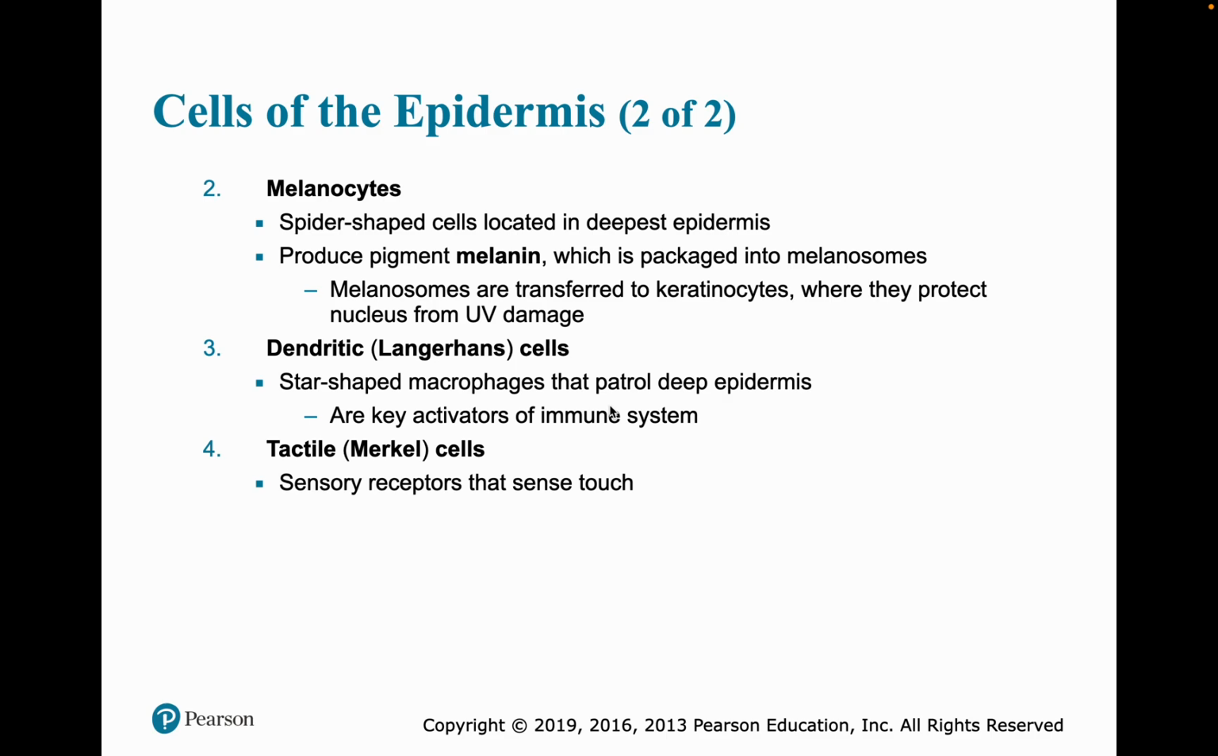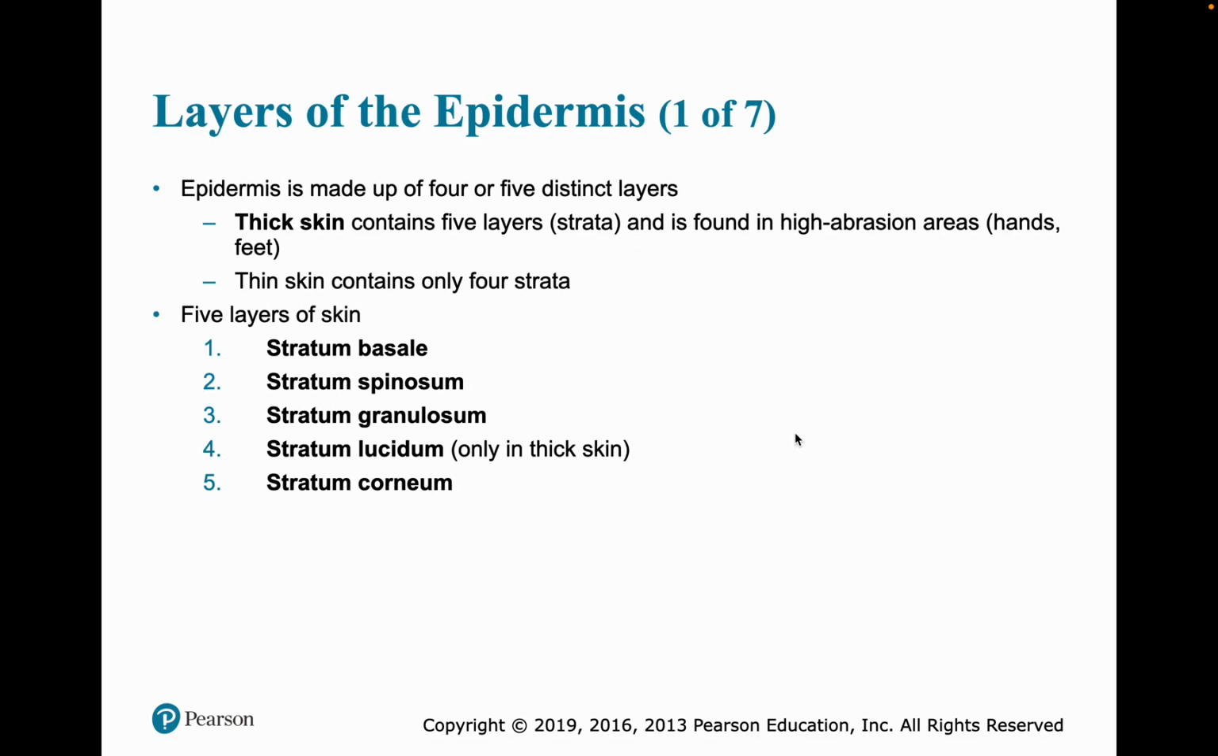In addition to that, we have dendritic cells, which are called Langerhans cells. Traditionally, they are star-shaped macrophages patrolling deep in the epidermis, key activators of the immune system. Tactile cells, traditionally known as Merkel cells, after the anatomist who described them, contain sensory receptors that sense light touch.